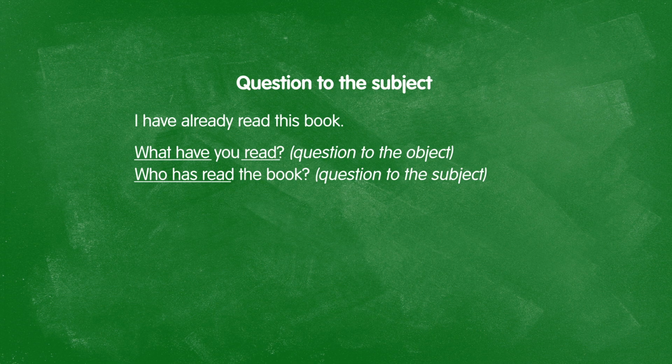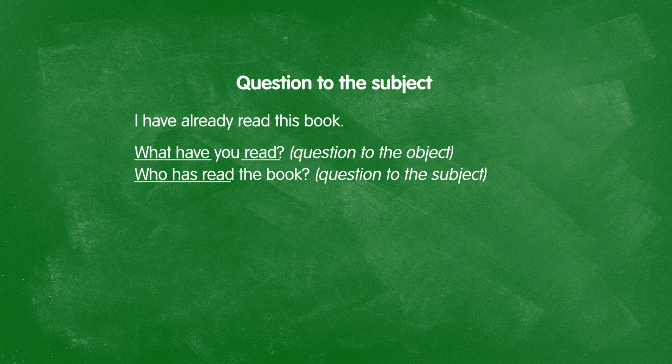The next type of question that we're going to talk about are questions to the subject. And in a question to the subject, we're concerned about the doer of the action. So let's make up a sentence very quickly. I've got it. I have already read this book. And I can ask a few questions based on this sentence. I could ask, what have you read? And in this case, I'm asking about the book. I want to know which book you read.